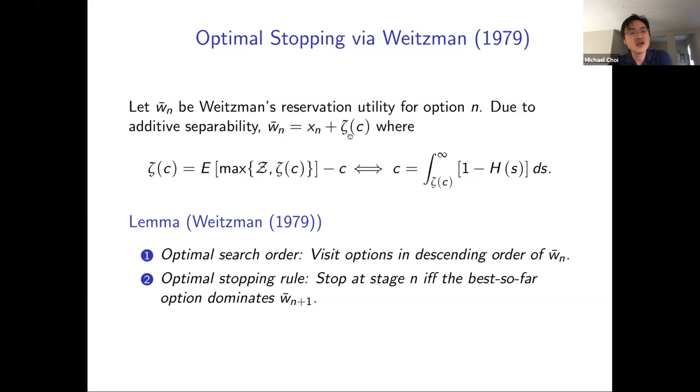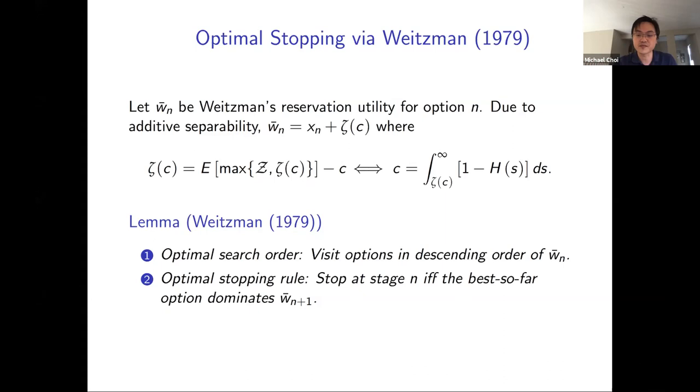You just explore the boxes in descending order of Wn, and you stop if the best so far option that you encounter, so that will include everything that you explored so far and the outside option, if any one of those things exceeds the value of the next cutoff, then you stop and exercise the best so far box. So that's the stopping rule.